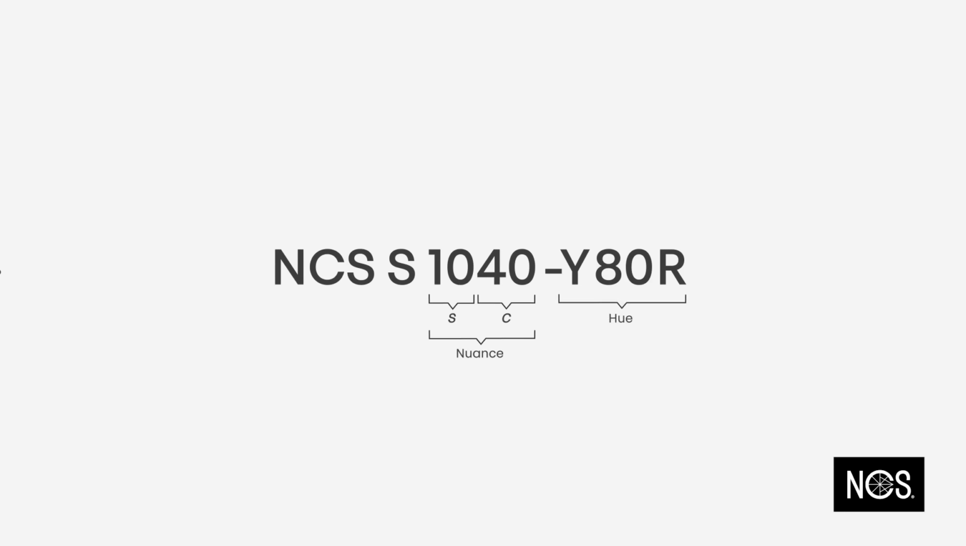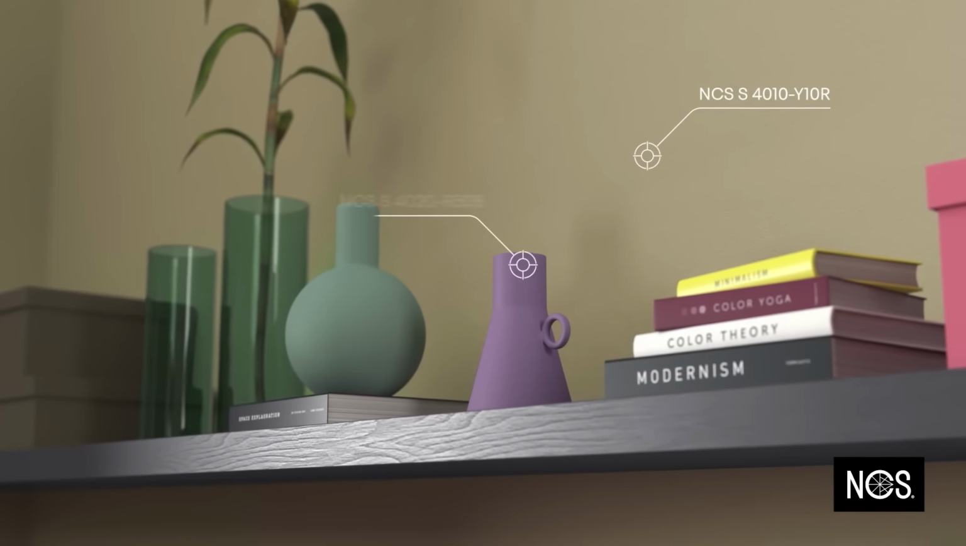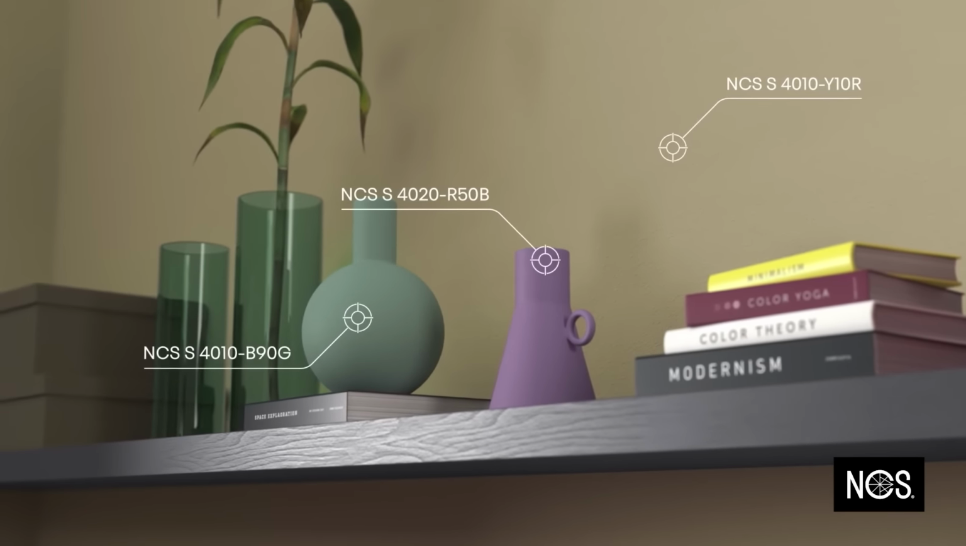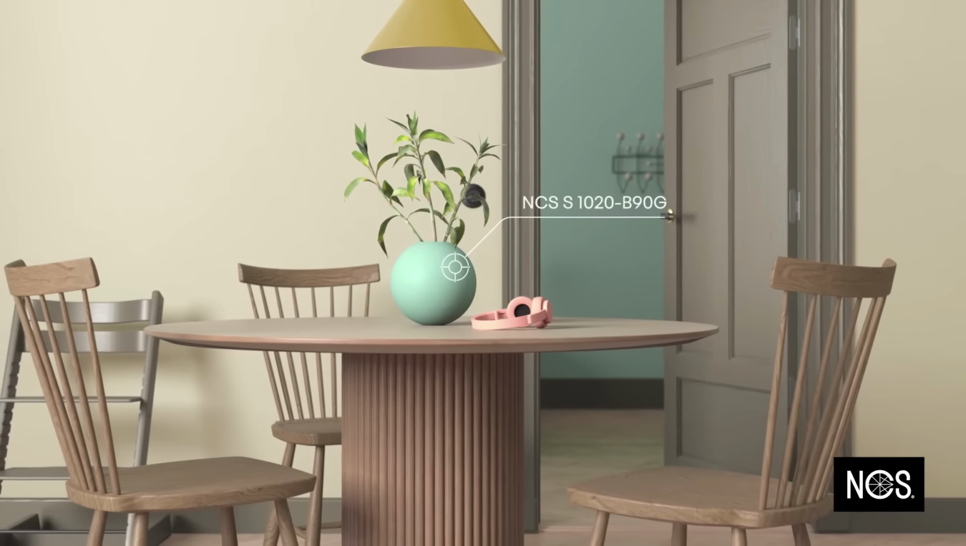After describing both the hue and the nuance of a color, we have now accurately and visually described our color flamingo as 1040 Y80R. This is the exact color name, the NCS notation. By communicating colors in NCS, you are now able to describe any color exactly and correctly with a shared color language.